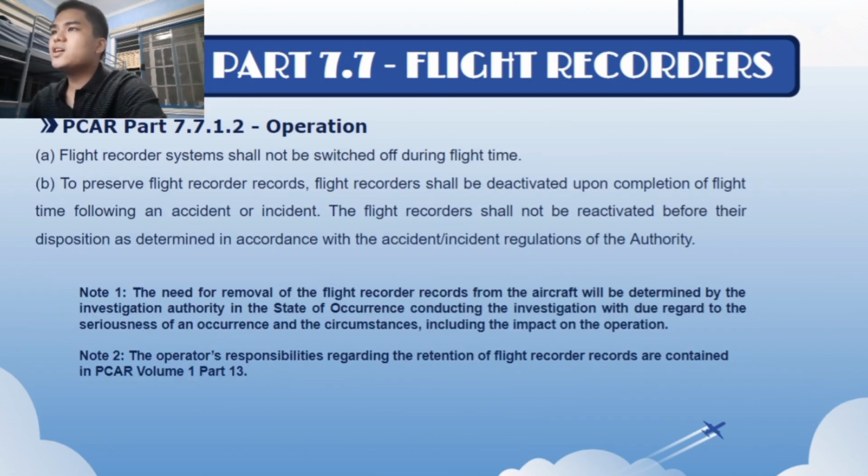Now next is PCAR Part 7.7.1.2, or the operation of flight recorders. The most important part is that the flight recorder shall never be switched off during flight. In order to preserve the data of the flight, upon completion of the flight, it shall be deactivated, or if any emergency occurs. Note that all flight recorders are for the investigators to determine what happened.